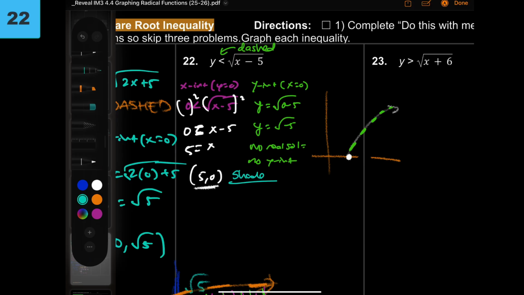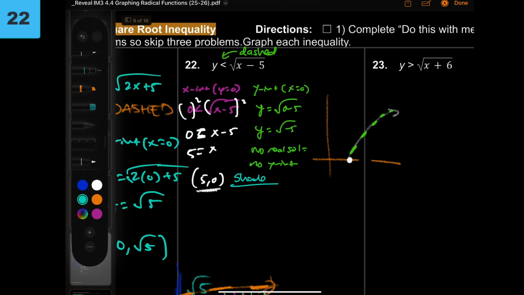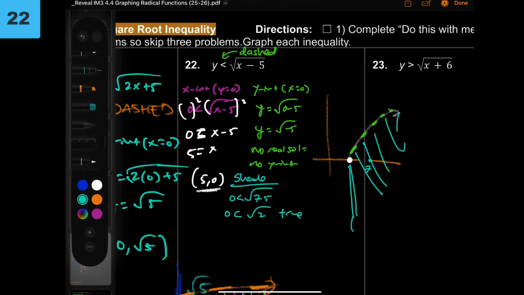Okay, let's go ahead and test a point. Let's say we pick a number like 7. So (7, 0). Is 0 smaller than that number? That is true. So we're going to shade in this region, and it just keeps going down there.